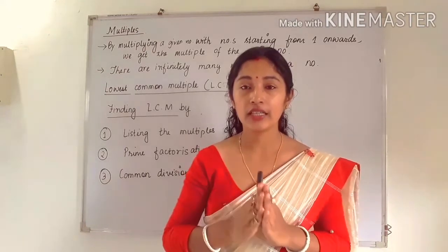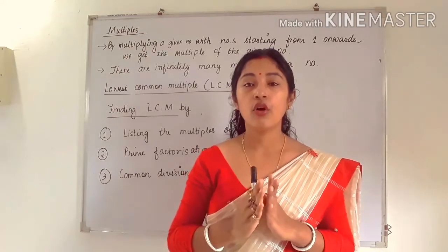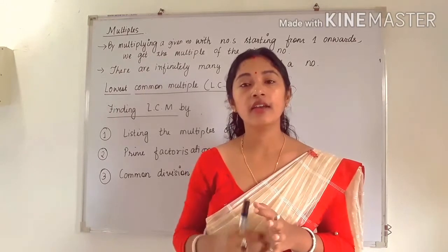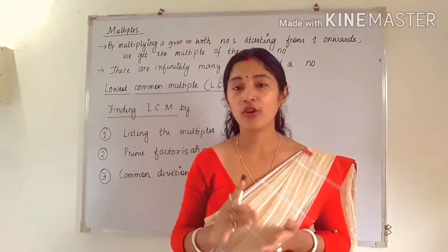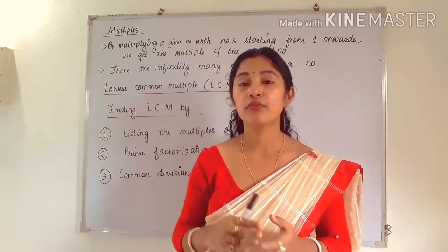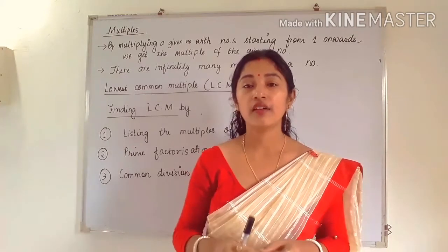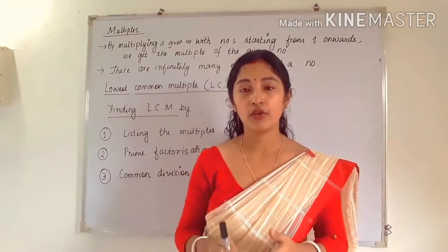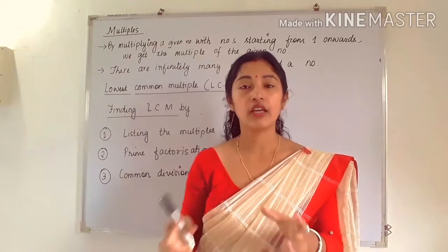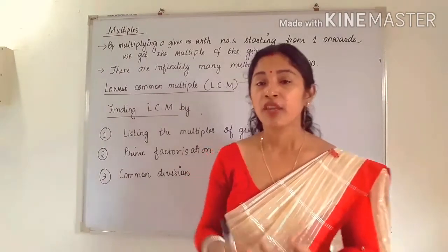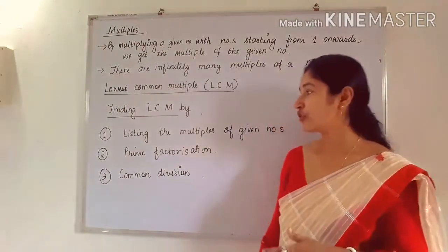For finding the LCM, 2 or more than 2 numbers should be given. We cannot find the LCM of one number, because the meaning of LCM is common, and we can find common factors or common multiples only when there is more than one number.